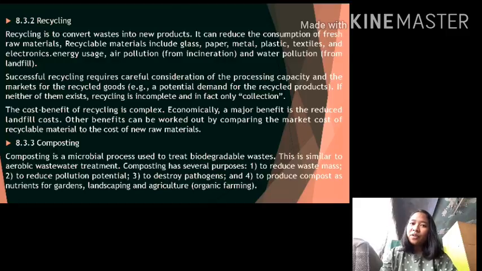8.3.3 Composting. Composting is a microbial process used to treat biodegradable waste. This is similar to aerobic wastewater treatment. Composting has several purposes. 1. To reduce waste mass. 2. To reduce pollution potential. 3. To destroy pathogens. And 4. To produce compost as nutrient for gardens, landscaping, and agricultural organic farming.